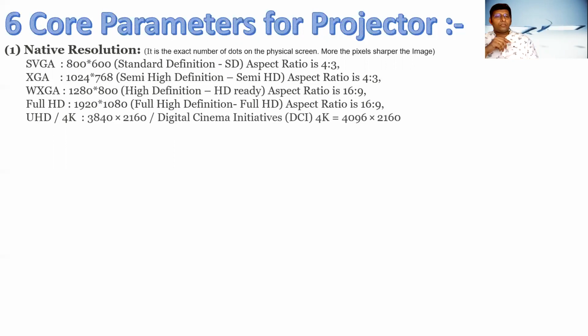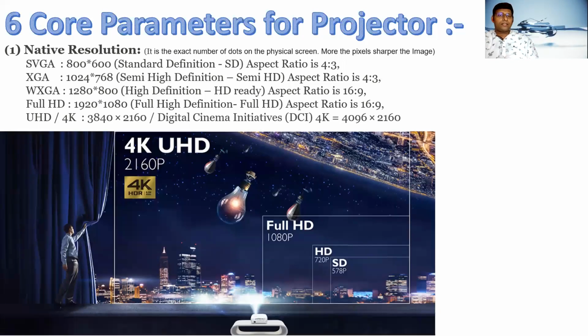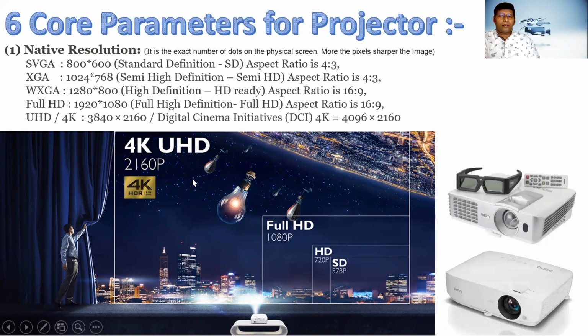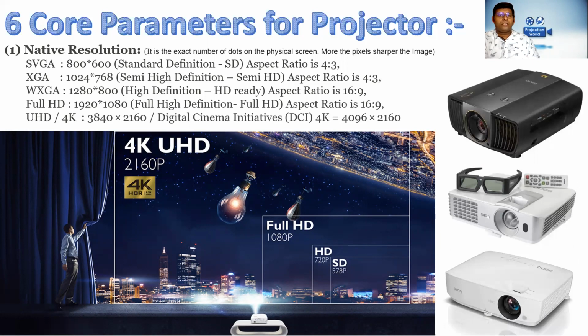And then comes the fifth one, UHD 4K, you can say Ultra HD, that is 3840 into 2160. Or else there is one more, DCI 4K, that is pure 4K, that is 4096 into 2160. I'll just explain with an illustration. See, this is the standard definition, HD, Full HD, and 4K. So as you increase your resolution, there will be zero pixelation.